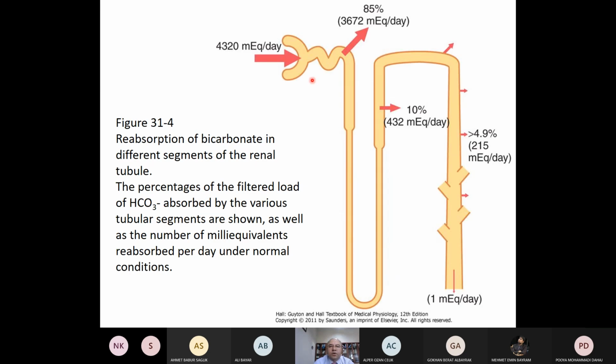Here you see the amount of filtered bicarbonate, and 85% of it, 3,672 milliequivalent, is absorbed from the proximal tubule, and 10%, 432 milliequivalent, is absorbed in the thick segment of Henle, and then 4.9% is absorbed in the distal tubules or collecting ducts.